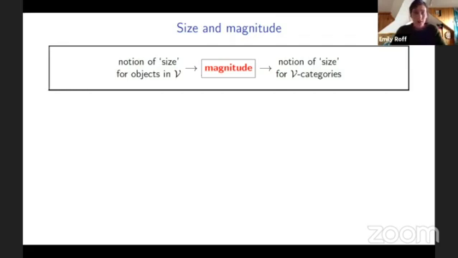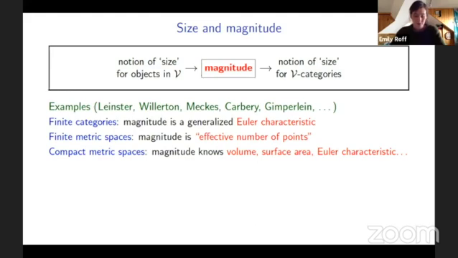So to give you the idea, here are the key examples. In the original motivating example, you say that the size of a set is its cardinality. Then magnitude tells us that the size of a finite category is a rational valued generalization of topological Euler characteristic. So for instance, the magnitude of a groupoid is its groupoid cardinality.